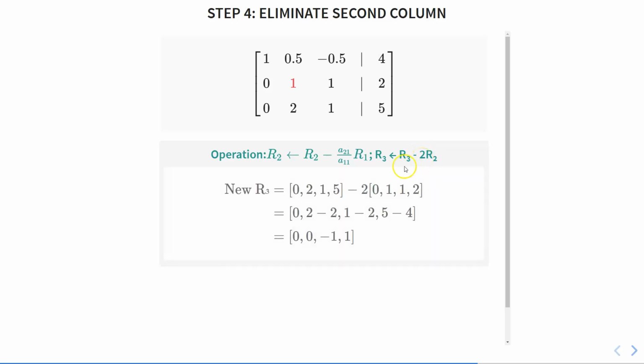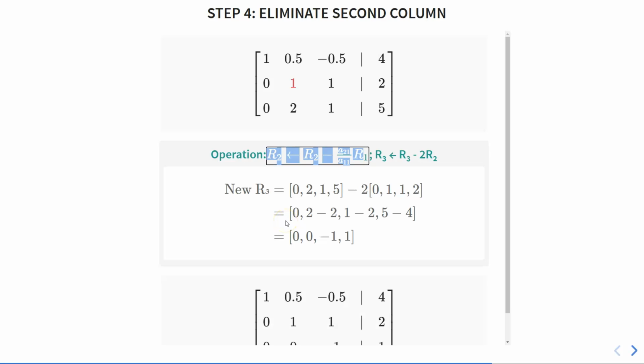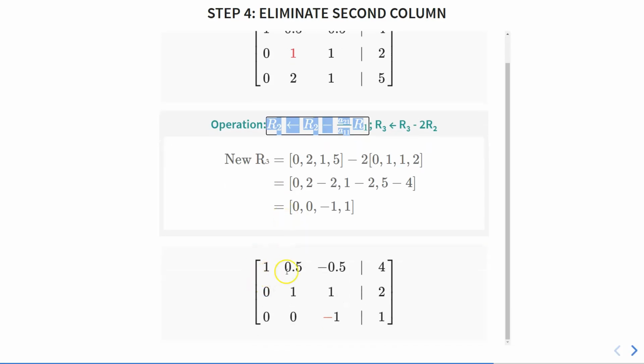If I do the operation, the new R3 will be 0, 2, 1, 5 minus 2 times 0, 1, 1, 2. So that will give 0, 0, minus 1, 1. So R3 minus 2 R2 will be the new R3. After doing that, my new matrix will be 1, 0.5, minus 0.5, 4; 0, 1, 1, 2; 0, 0, minus 1, 1. After getting this matrix, I will do the back substitution.